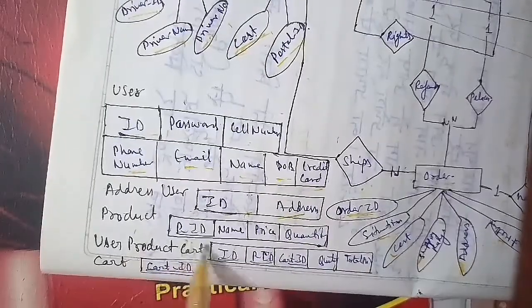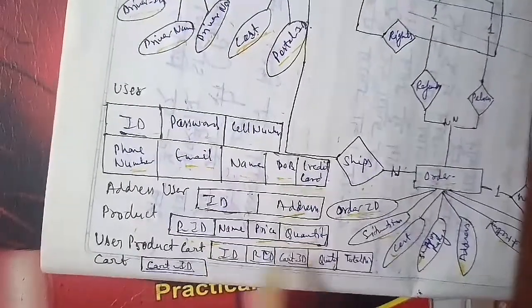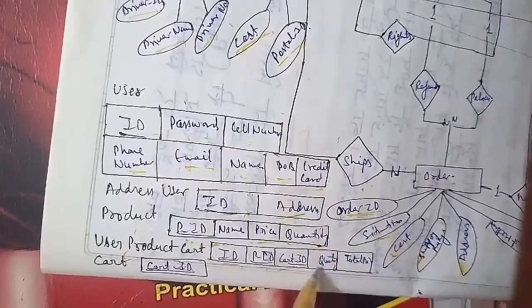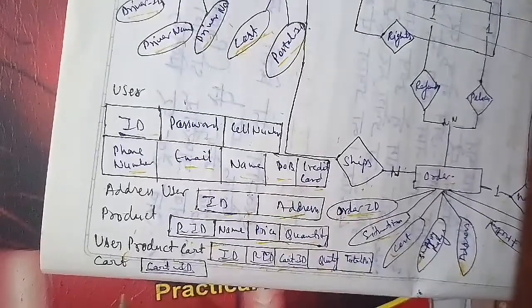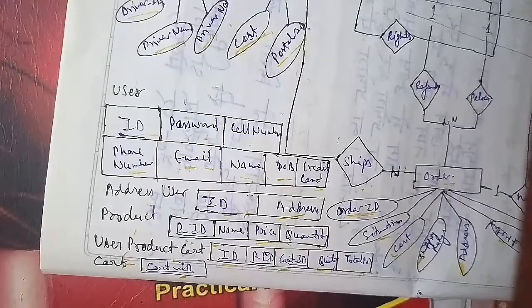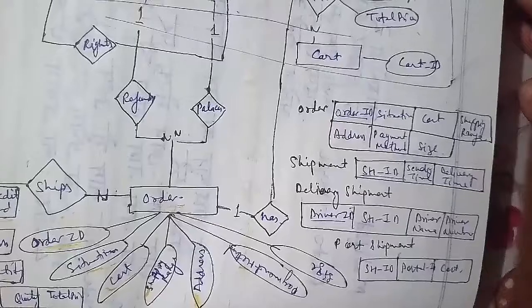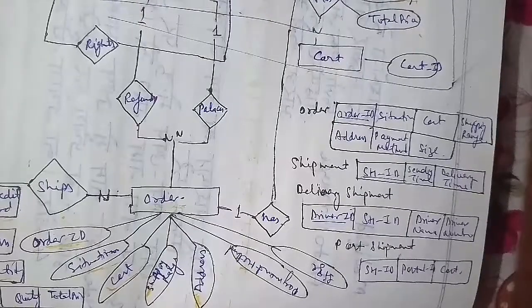Now for the next, the remaining ones we have to go ahead with are as follows. For the order, we have the order ID, the situation, the cost, the shipping range, the address, the payment method, and the size as well. After that, for the shipment, we have to know the shipment ID, the sending time, and the delivery time.